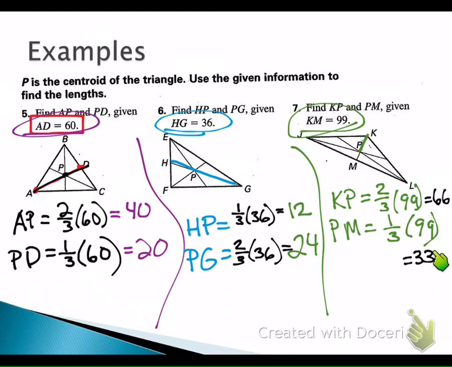You can always double check. The shorter one should be half the length of the longer one, and they should add to give you the total. Questions?